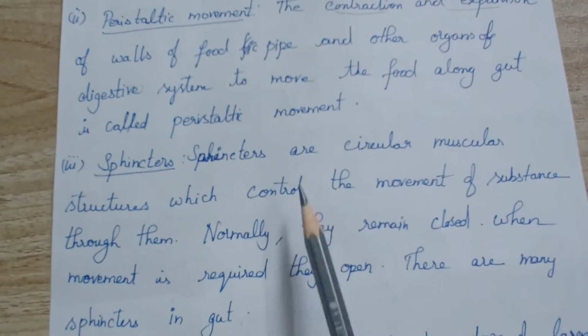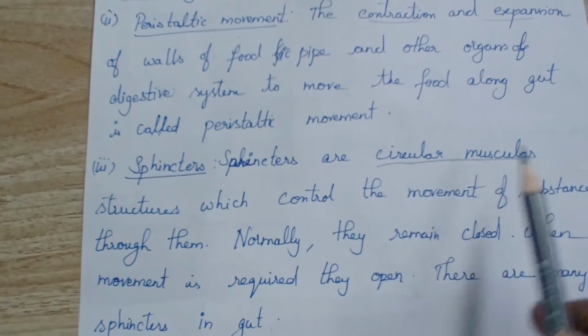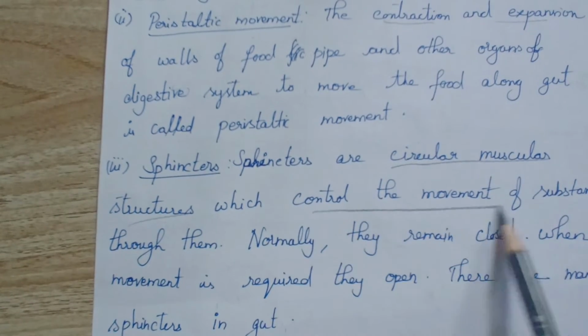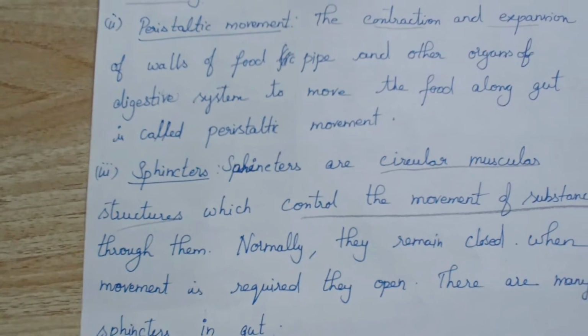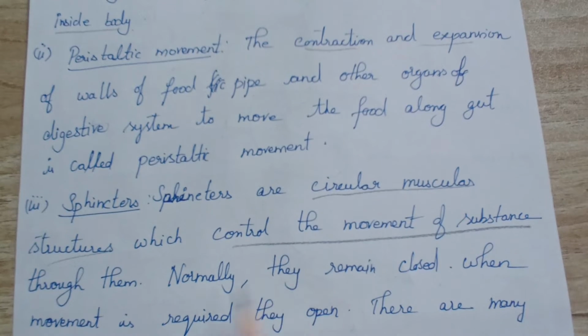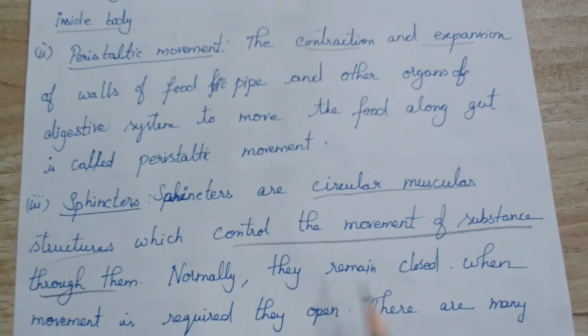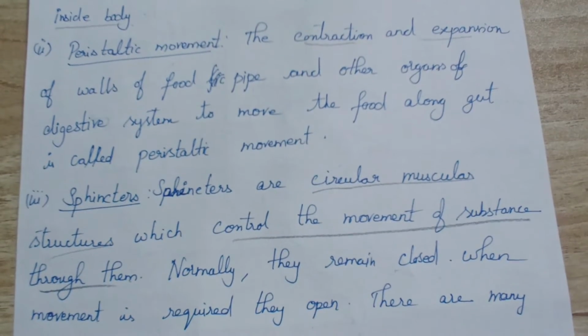So sphincters are circular muscular structures which control the movement of substances, that is, your food particles, through them. Normally they remain closed. When movement is required, they open. There are many sphincters in the gut.